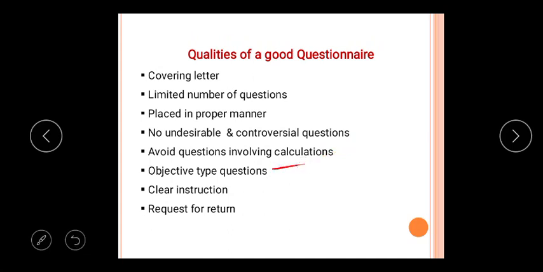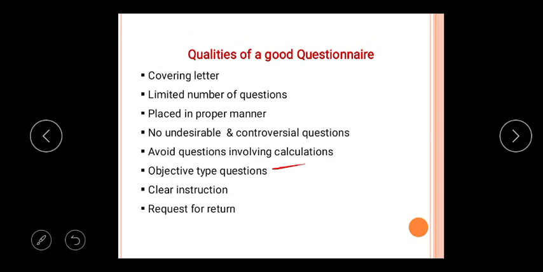Another important quality of a good questionnaire is that the questions should not be confusing. Those questions should be capable of a straight answer. As far as possible, the questions should be capable of objective answers. A set of possible answers may be given against each question, and the respondent may be asked to take the appropriate answer.